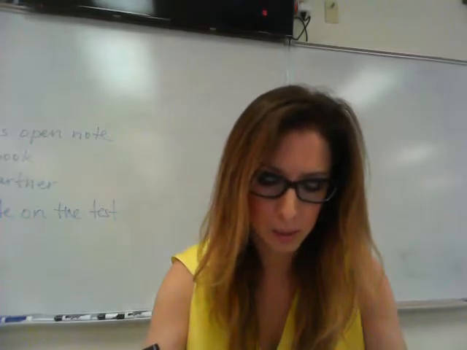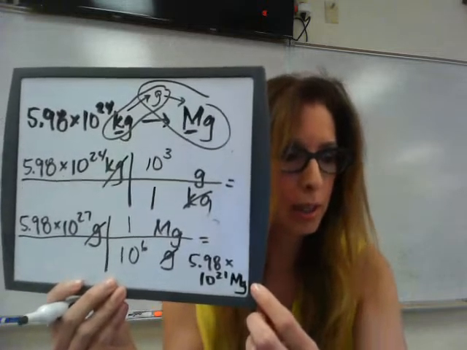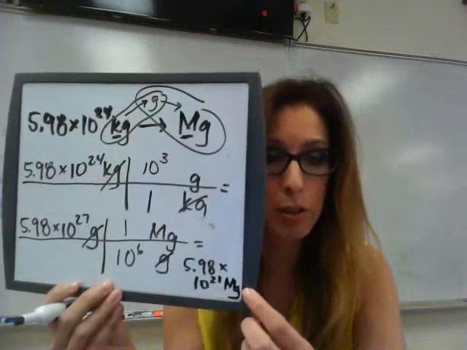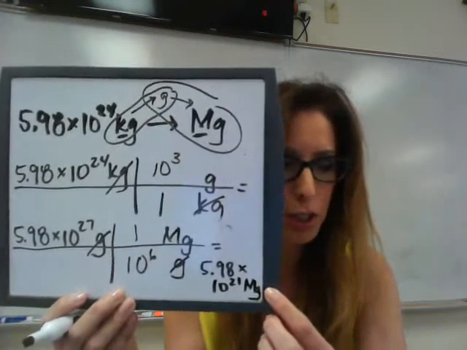And it's megagrams. I kind of got smushed here in the corner down here. Okay, so 5.98 times 10 to the 21st megagrams is your answer. I started with 3 significant figures. I'm ending with 3 significant figures.